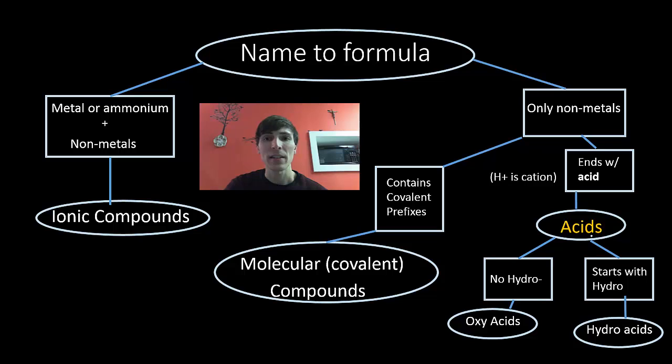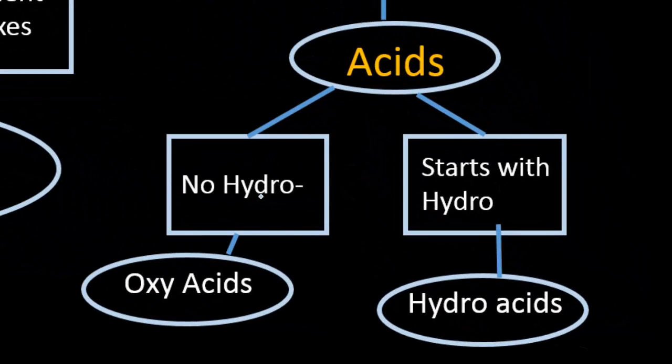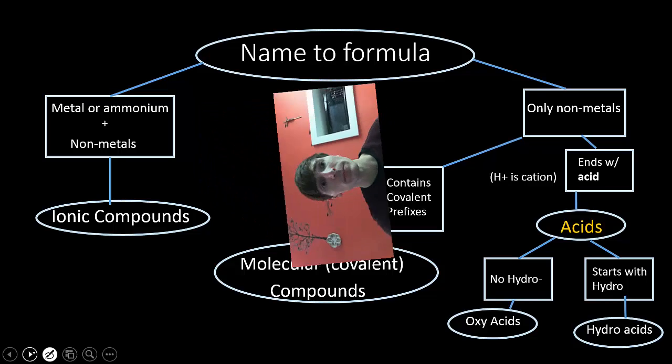When I have acids, I have two types, which I've named oxyacids and hydroacids. And how do I know the difference? If I don't see hydro at the beginning, I know it's an oxyacid. If I see hydro at the beginning of the name, then I know it's a hydroacid. So let's take a look at these two different rule sets for naming acids.